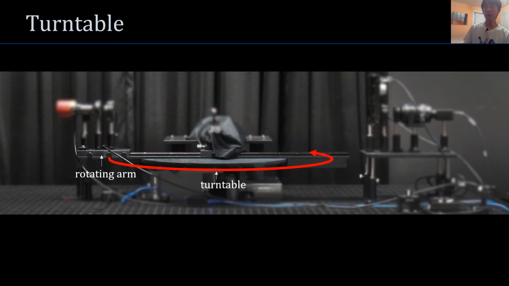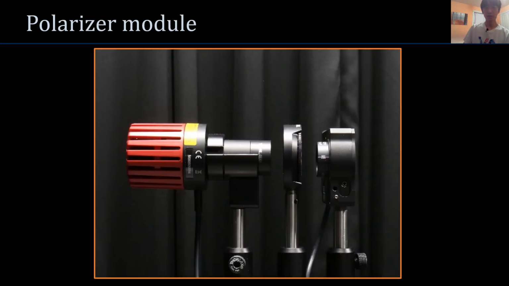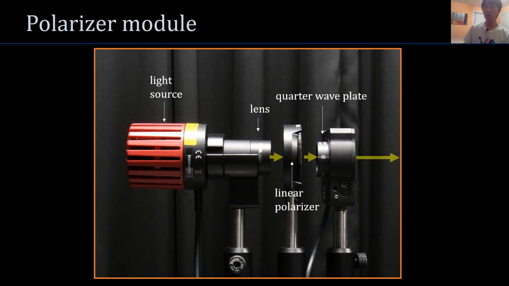A rotating arm is attached to a turntable that rotates from the opposite side of the camera to the front. In the rotating arm, we have a polarizer module. The polarizer module has an LED light source and a lens that emit unpolarized light. A linear polarizer and a quarter wave plate change the polarization state of light.